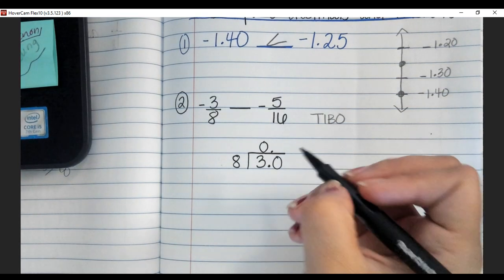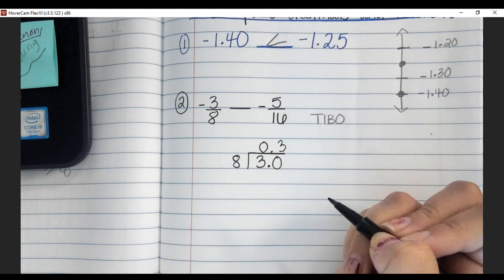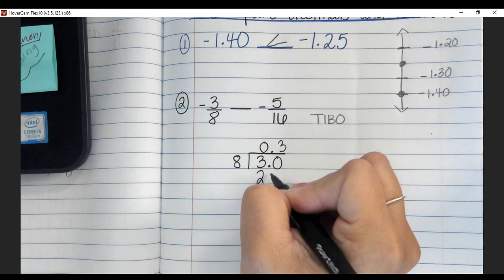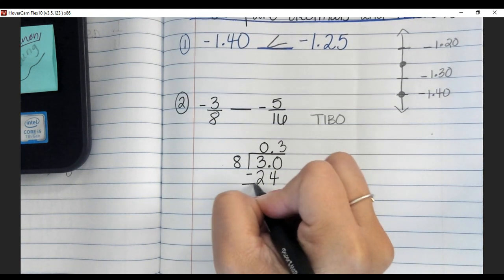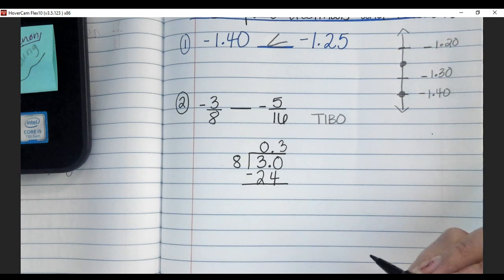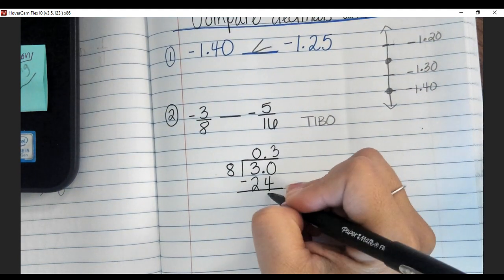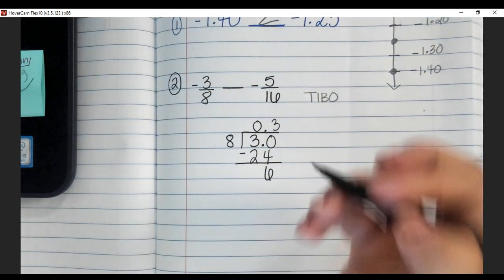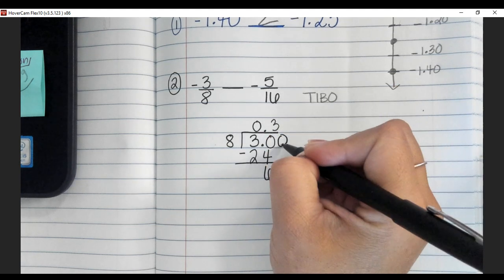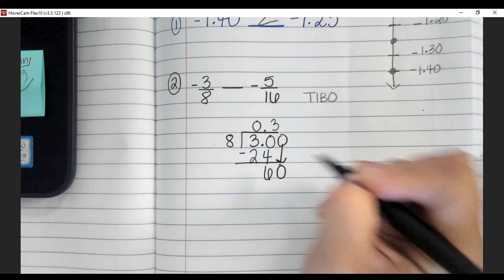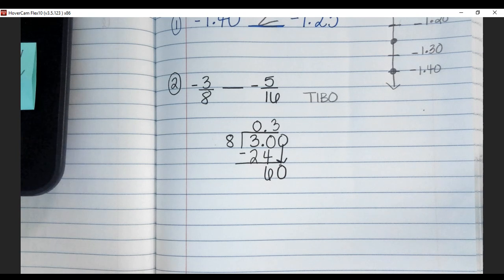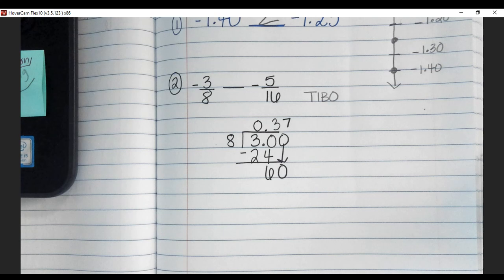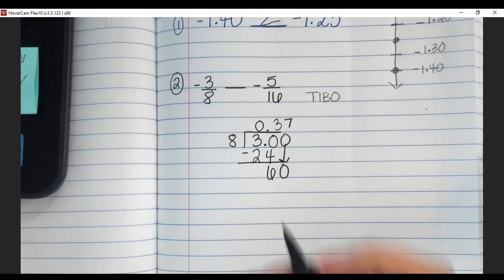Well, I know that 8 times 3 equals what? 24. Okay, so when I subtract here, I am left with 6. Okay, so I'm going to continue the step here. Add my 0, bring my 0 down. Then I'm going to ask myself how many groups of 8 are in 60. There are 7 because 8 times 7 equals 56.